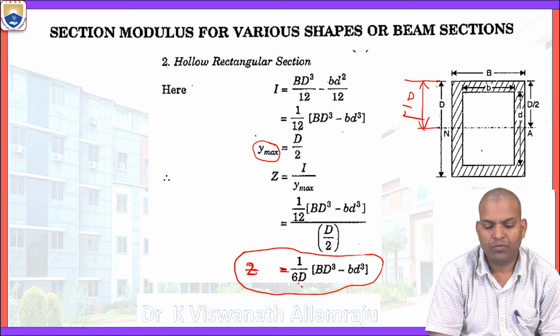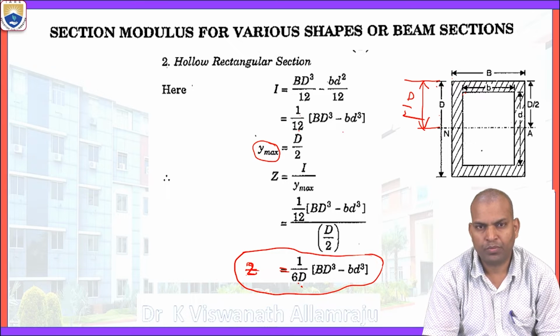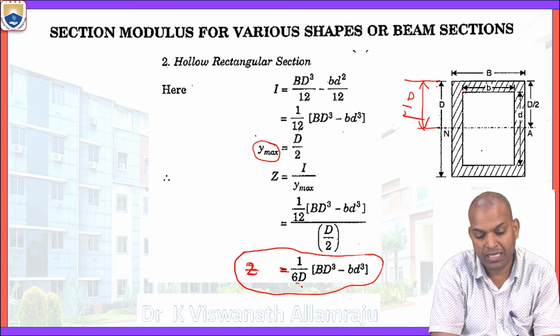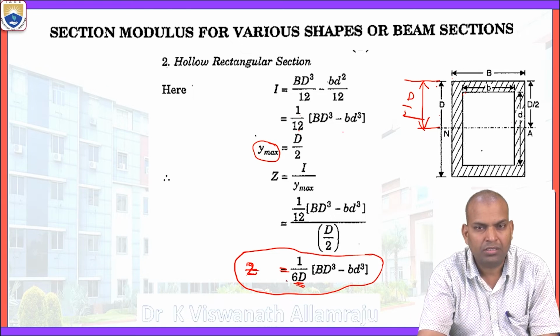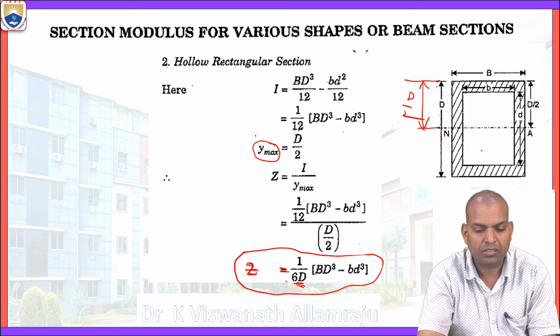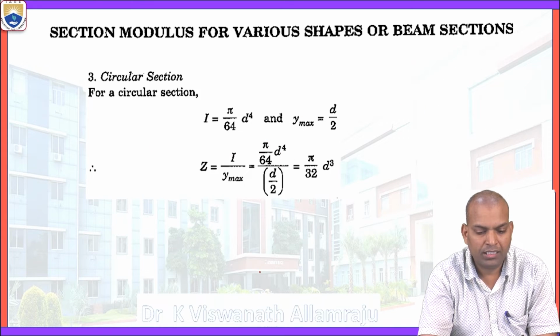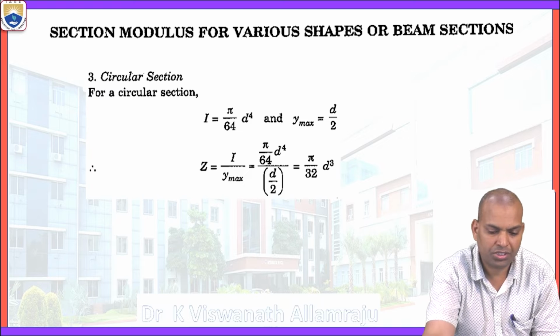And one more, it is inversely proportional to capital D. If capital D increases, this is the effect on depth that affects the section modulus of the geometry. Another section, here it is circular cross section.